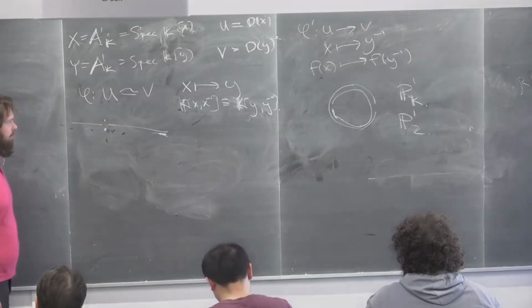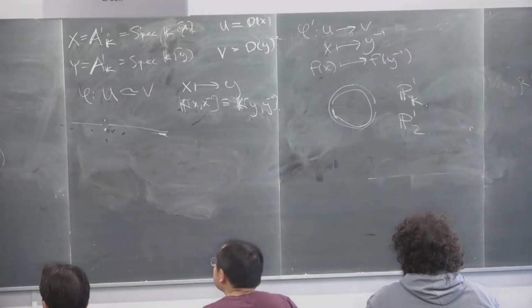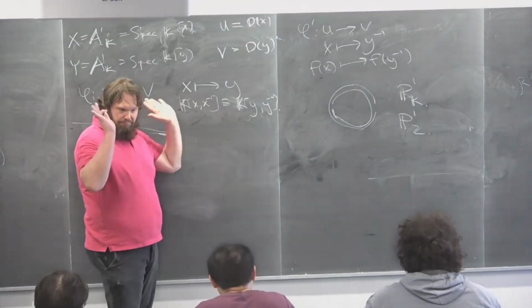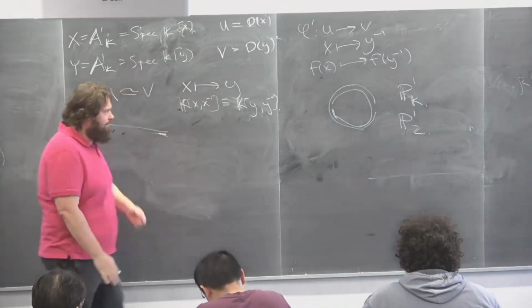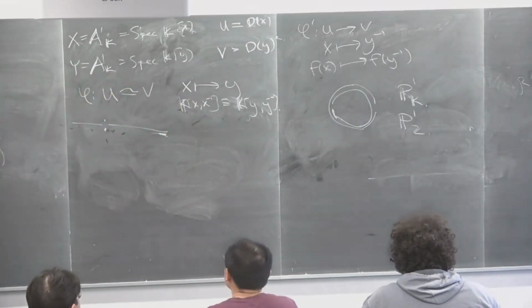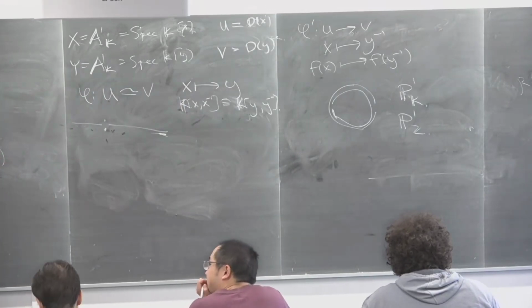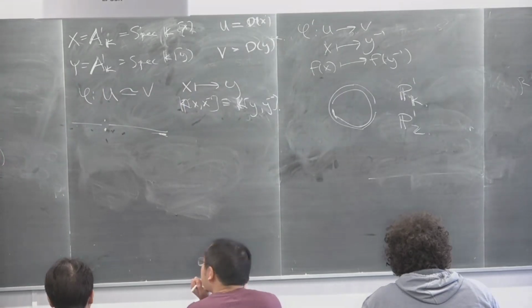Any commutative ring. There's nothing special about fields here, right? I have an isomorphism between these rings. That's all I need to do. All right. Any questions?